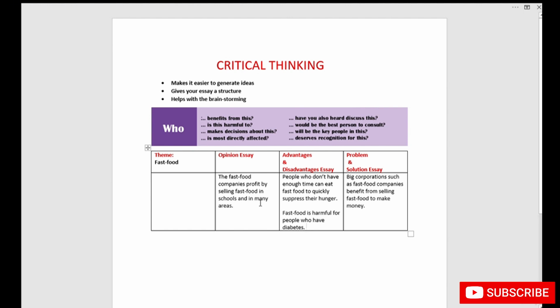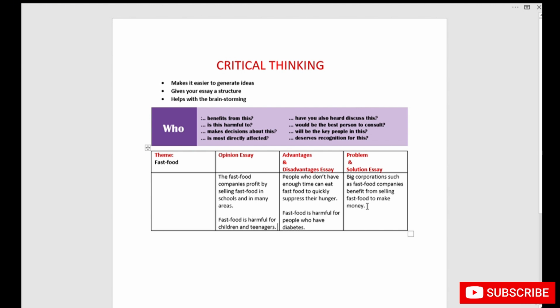And for opinion essay, for example, you can say in your introduction part or in one of your body parts, you can say fast food is harmful for children and teenagers. And let's imagine that you are supporting the idea that fast food should be banned in schools.